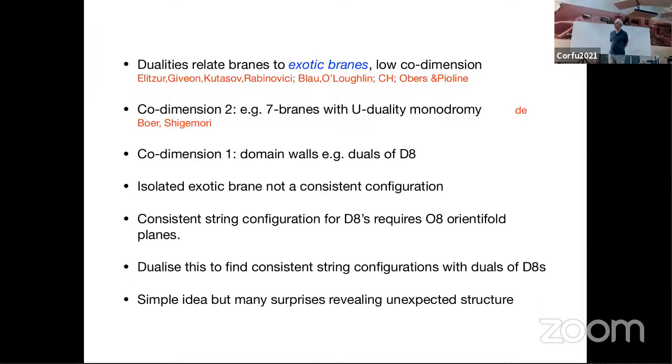And one of the issues I want to address is that the isolated exotic branes are not consistent configurations. And what I want to look for is ways of finding consistent string configurations in which such branes arise in a consistent way.